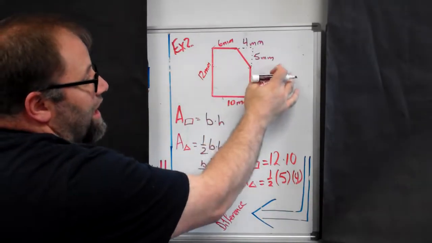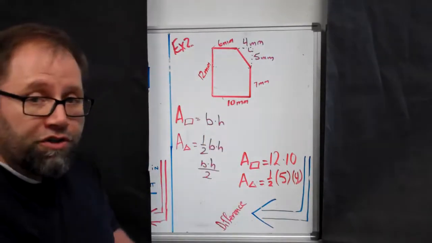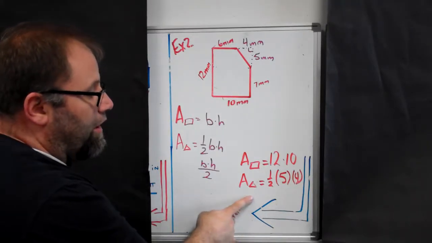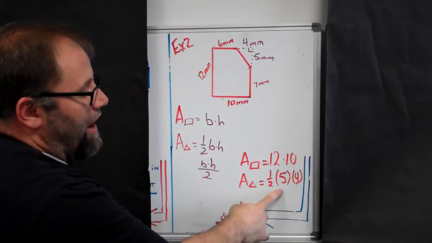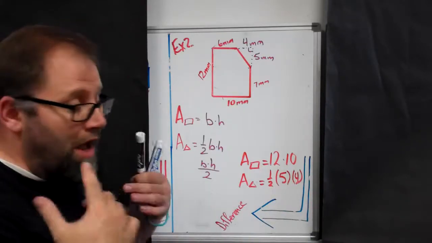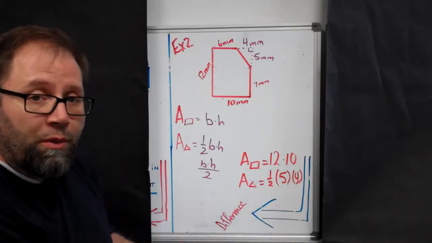Now we have a base and a height of our triangle. So down here, the area of our triangle is 1/2 times 5 times 4. And in my mind, I'd take half of 4, which is 2, and multiply it by 5.